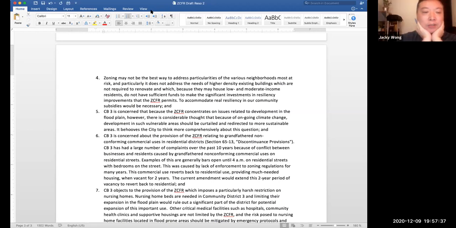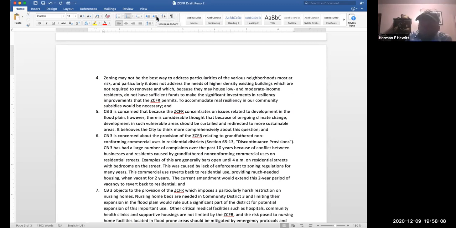Other committee members, do you have any comments? Other comments about the... Hi, Jackie. Hi, Herman. In 4, that last sentence you were thinking about said that subsidies would be necessary. Are we talking about subsidies for new construction or subsidies to existing housing?